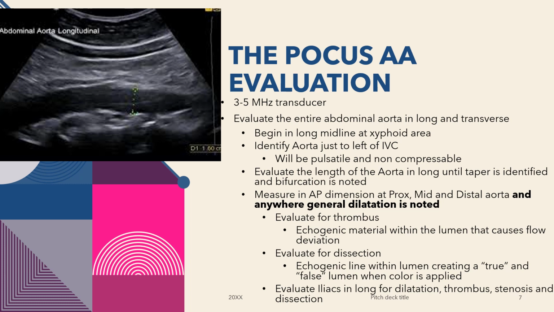You'll want to begin at the patient's midline, right at the xiphoid region where the aorta is transitioning from the thoracic area into the abdominal area. You're not going to be able to see this well, obviously, in the thoracic area because of air in the lungs causing disruption of your beam, but as soon as it crosses that diaphragm, you should be able to pick it up relatively well.